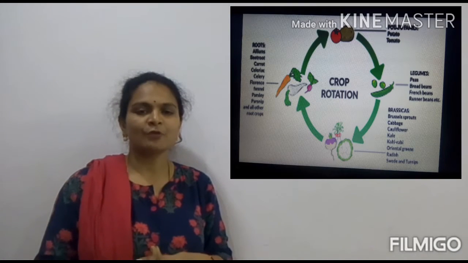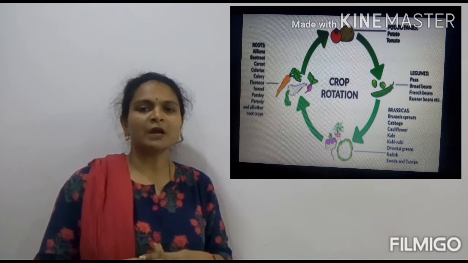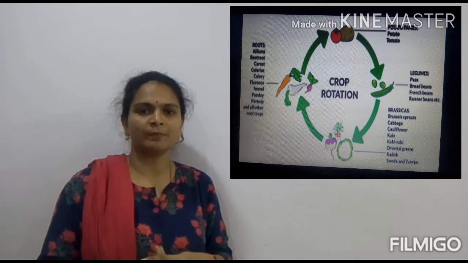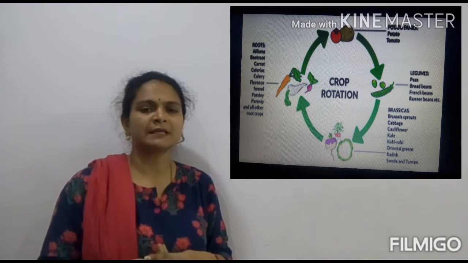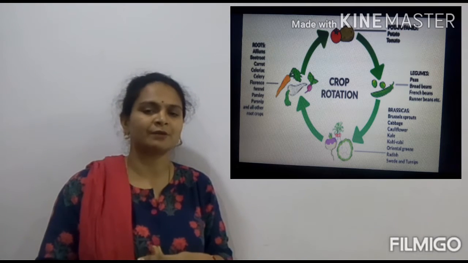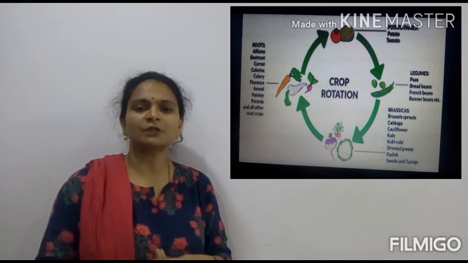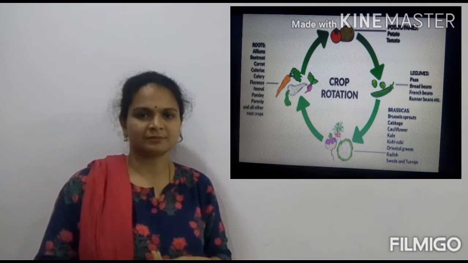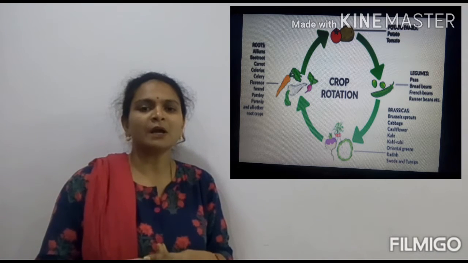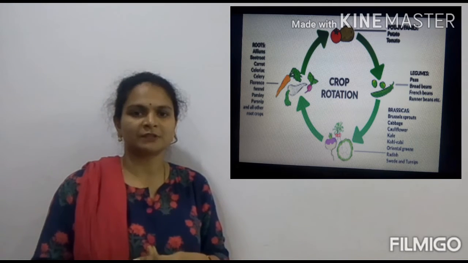The third type of method we are going to discuss is the crop rotation method. What is the crop rotation method? In crop rotation, we grow different crops in alternate years. Children, if we grow the same crop continuously for years and years, what do we observe? Definitely, the fertility of the soil will decrease. To avoid that, if we alter the crops year by year, definitely we can increase the fertility.